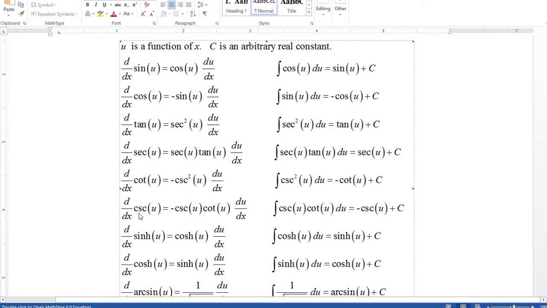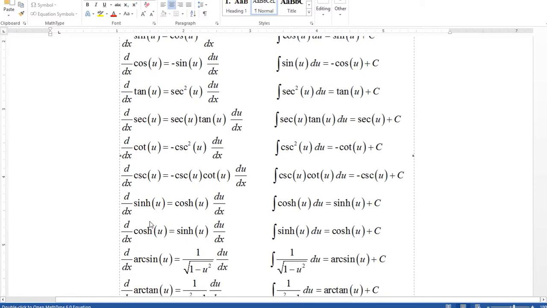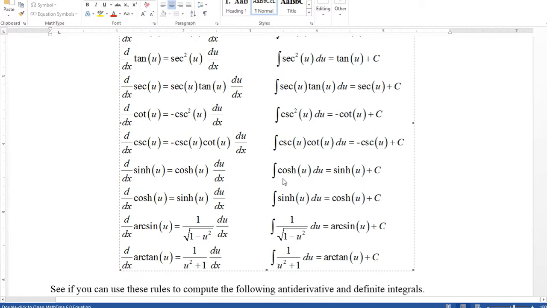Okay. The derivative of cosecant of u is minus cosecant of u cotangent of u du. So the integral or antiderivative of cosecant of u times cotangent of u du is the opposite of cosecant of u plus c. Here's a couple of hyperbolic ones. The derivative of sinh is cosh, so the antiderivative of cosh is sinh. And vice versa, the derivative of cosh is sinh, so the antiderivative of sinh is cosh.